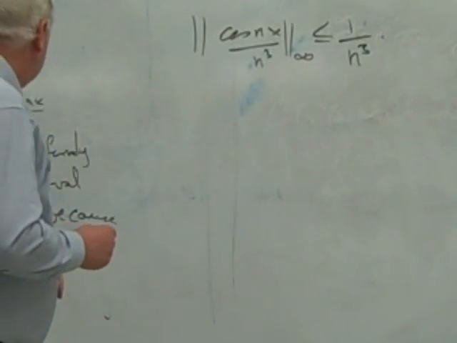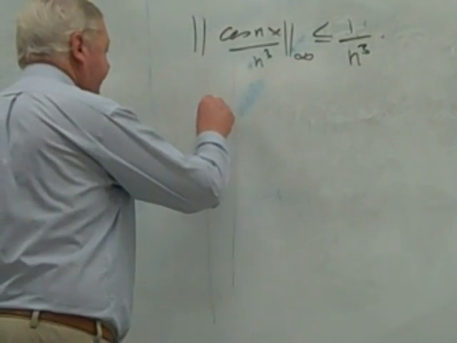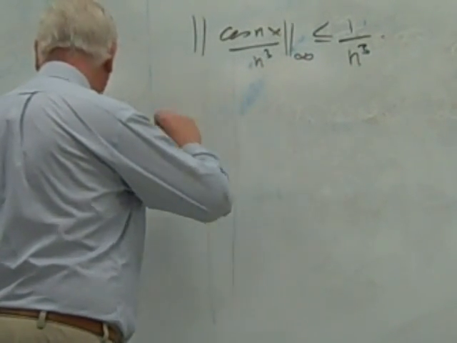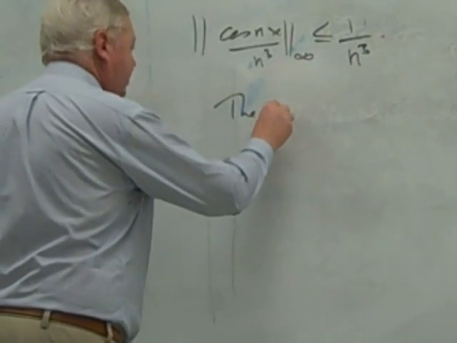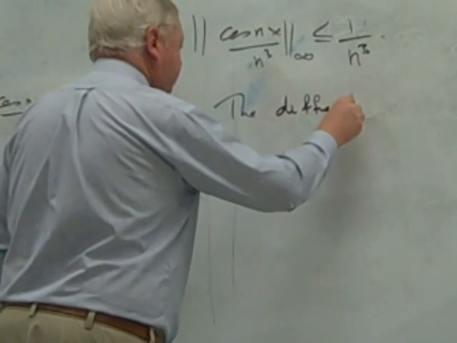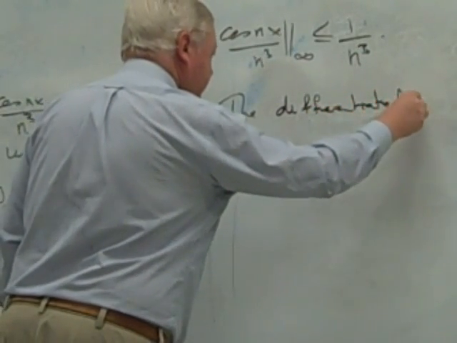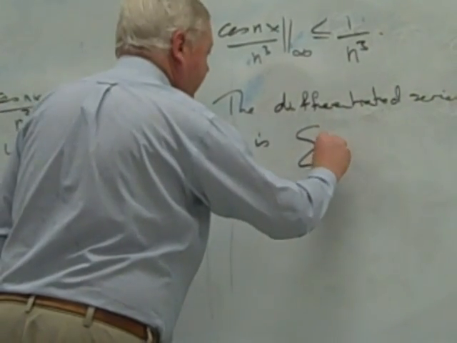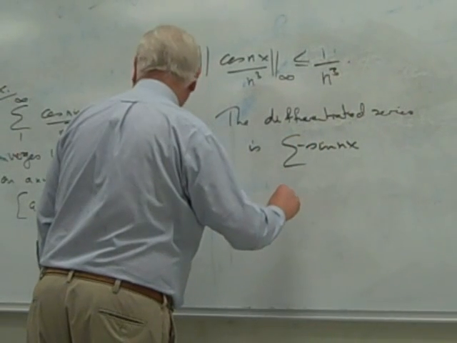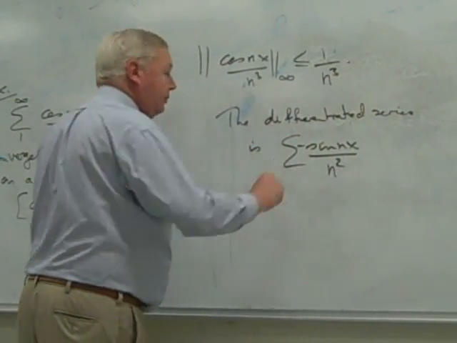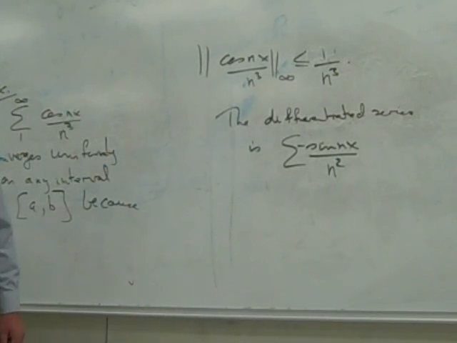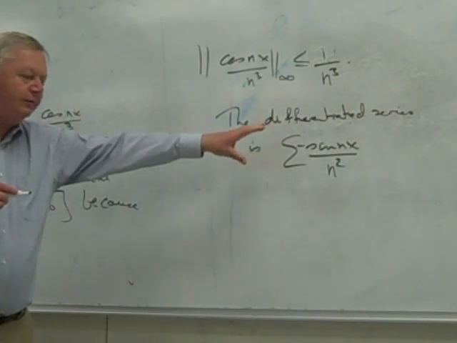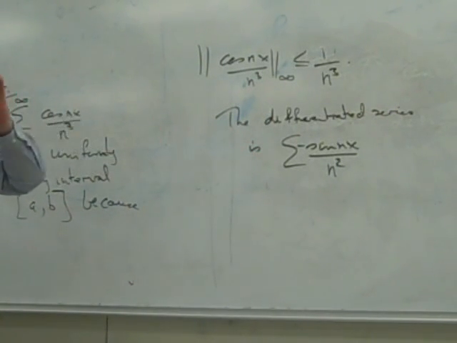Well, this is the result of differentiating term by term. The differentiated series is sigma negative sine nx over n squared when I differentiate. And again, the Weierstrass M-test says that in infinity norm, these are bounded by 1 over n squared, and that's another convergent series.